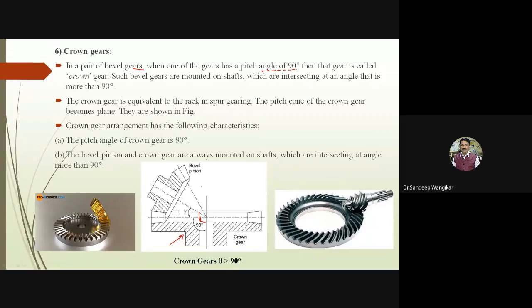In the rack and pinion, we have seen one of the gears is a rack. So what is the concept of rack? The same concept of rack in bevel gears, we will call it the crown gear. The pitch cone of the crown gear becomes a plane. They are shown in the figure. See here, the pitch cone in this.